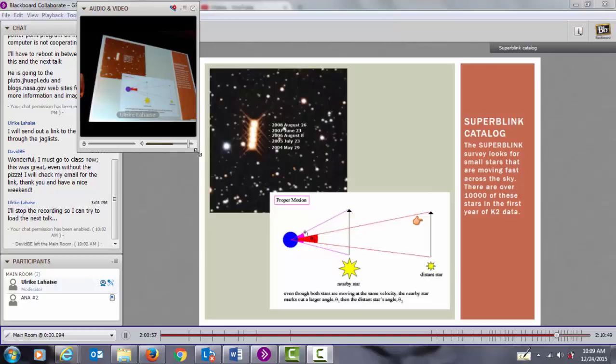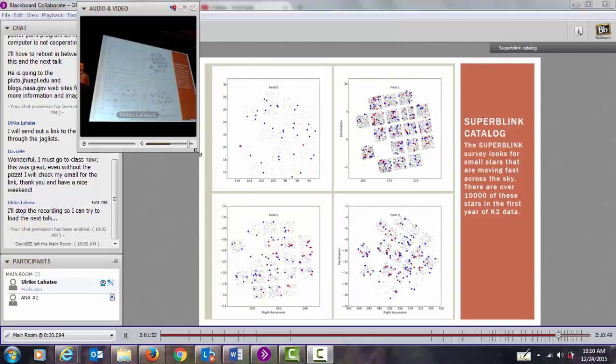And that's shown here. This is Barnard's star, which is the highest proper motion star in the sky, I guess, at least from our point of view. So that's what he's been doing, and in the first year of Kepler 2 data, there are 10,000 Superblink stars. And my little Mac computer has computed the rotation period of all of them. And there are 429 fast rotators out of those 10,000.